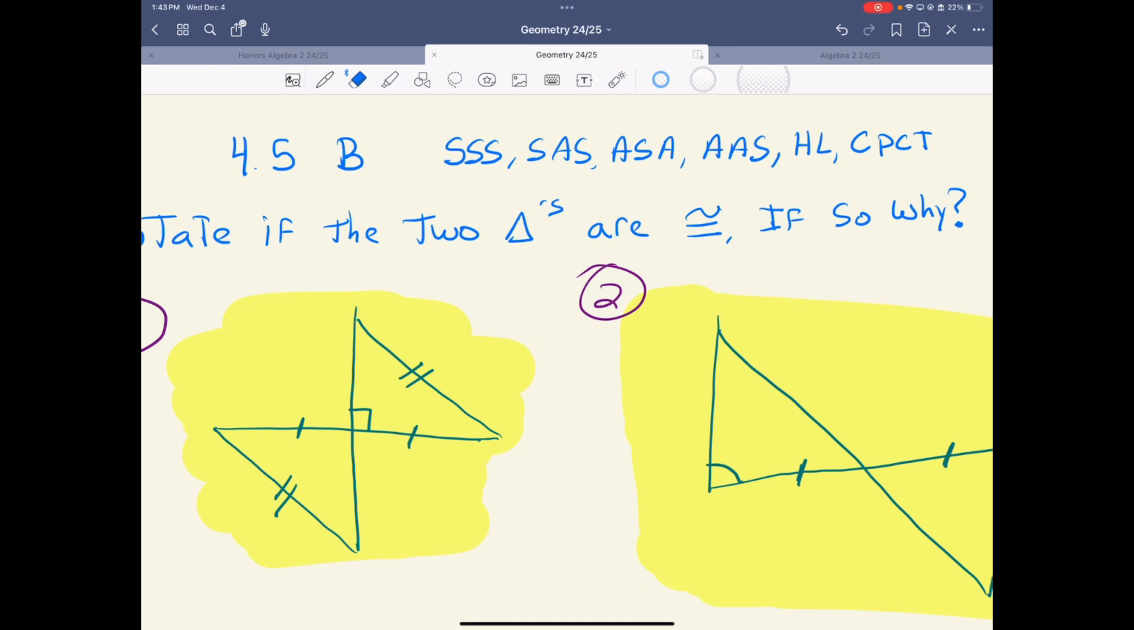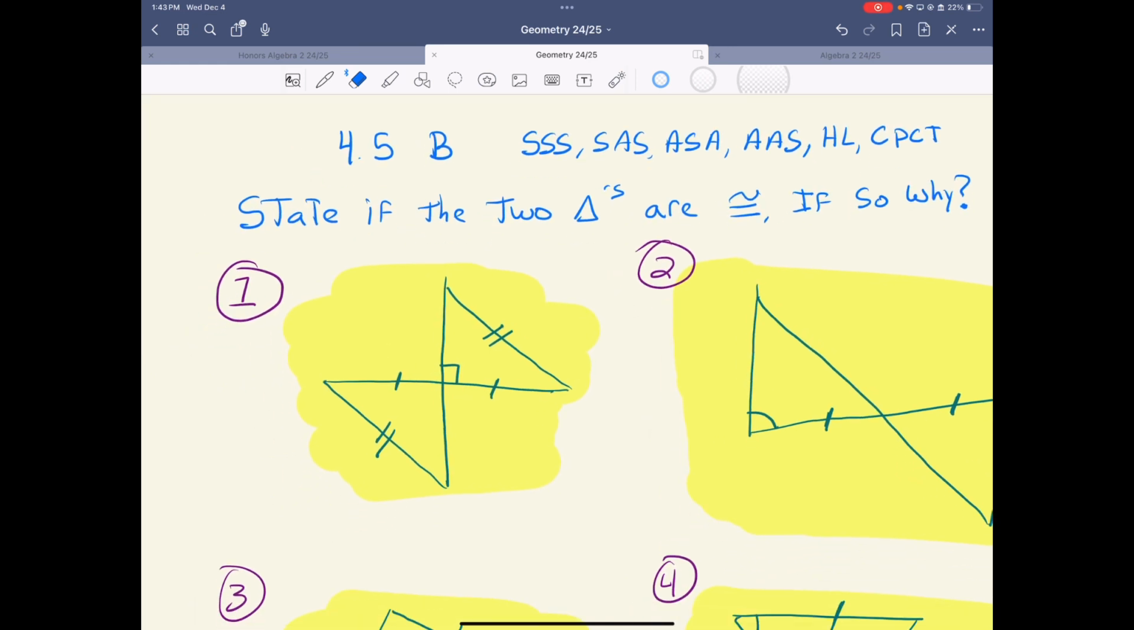The easiest way to do today is we're just going to look at examples. And we've added hypotenuse leg. We've done these types of problems in the past where we're just going to state if these two triangles are congruent or not, either with yes or no. And if the answer is yes, why? Now, the why. What do you have to put for the why?